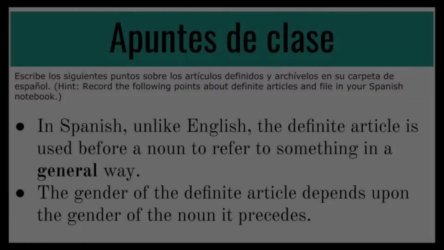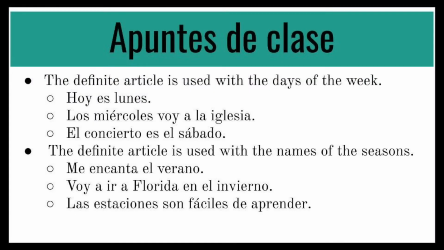Okay, let's look at 5 ways to apply the use of the Spanish definite articles. There are many rules. I selected these 5 because they are things we've already studied. Number 1, the definite article is used with the days of the week. Here are some examples. Hoy es lunes. Repite. Hoy es lunes. Los miércoles voy a la iglesia. El concierto es el sábado.